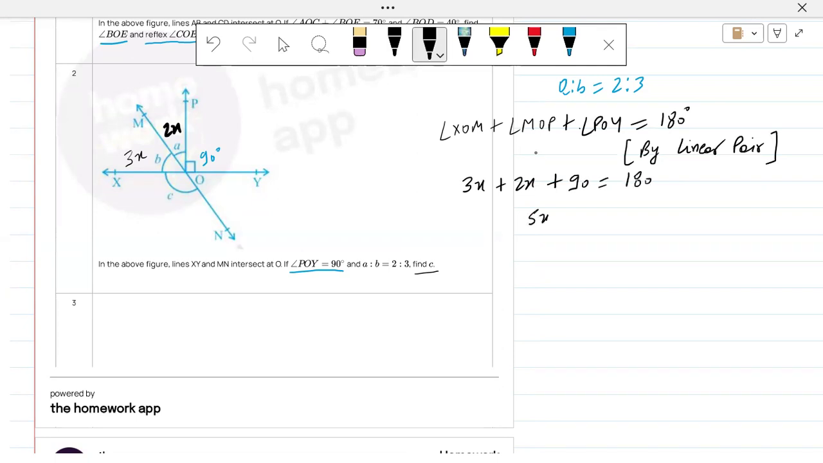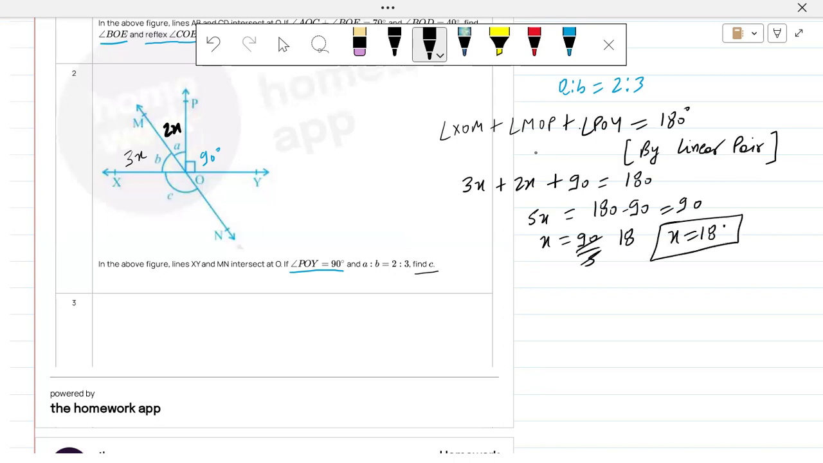That means 5x is equal to 180 minus 90. 5x is equal to 90. So x is equal to 90 upon 5, that is, 5 eights are 40, 5 eighteens are 90. So the value of x here is 18 degrees.